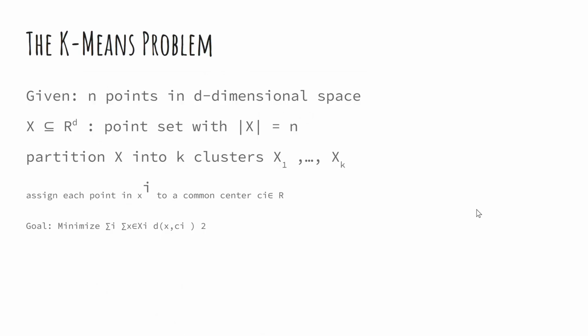K-means problem. Given n points in d-dimensional space, R^d, with point set X of n points, partition X into clusters. Assign each point x_i to the nearest cluster center c_i. The goal is to minimize the summation over i.